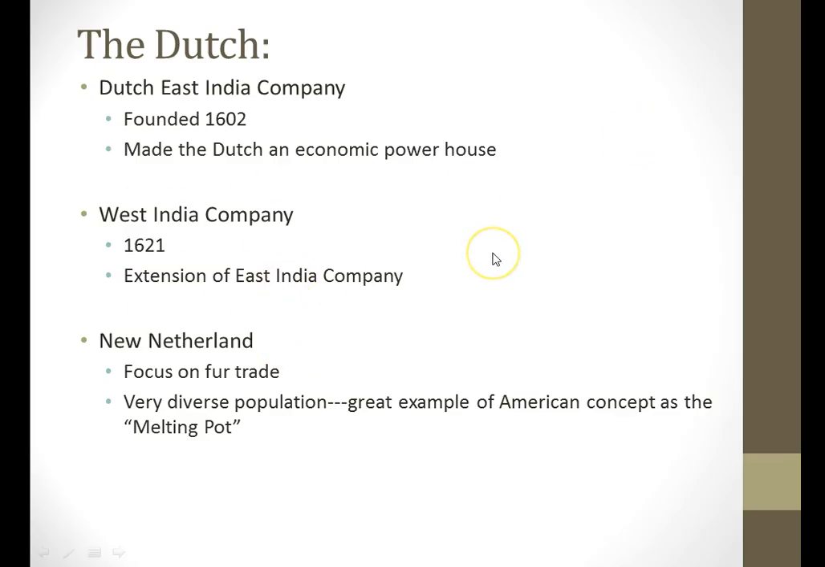There was also the West India Company. It was an extension of the Dutch East India Company. And one of their major colonies was called New Netherland.